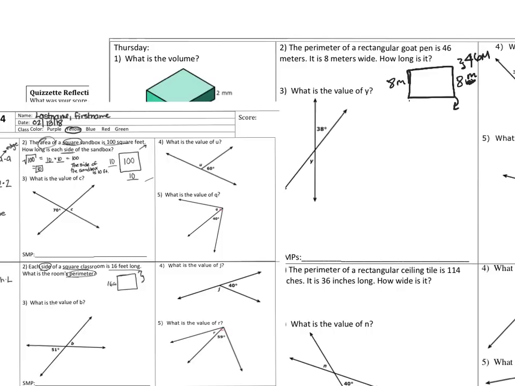You're trying to see what this length is right here. So you have to add 8 plus 8, which is 16. Subtract that from 46, and then you get a leftover amount. That amount has to be divided by 2 because you have 2 lengths. And then you have to tell me what the side length is. Now let's look at number 2 for Friday.